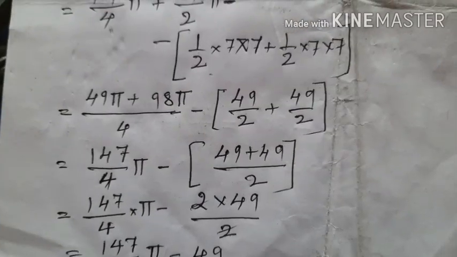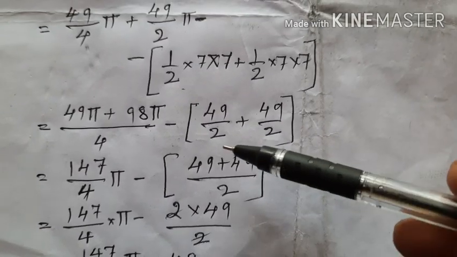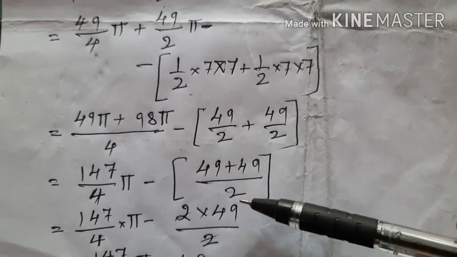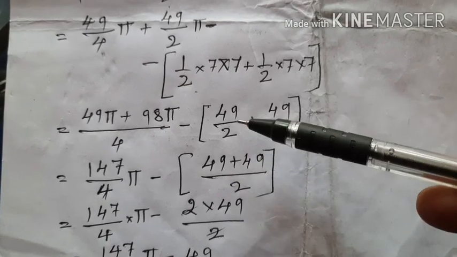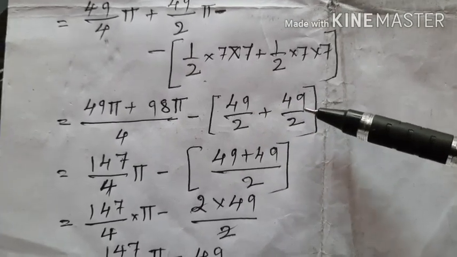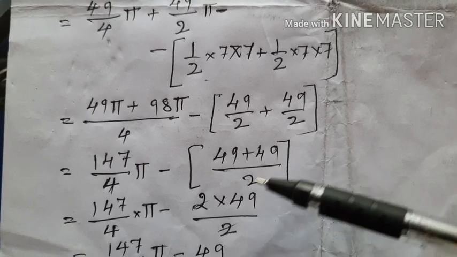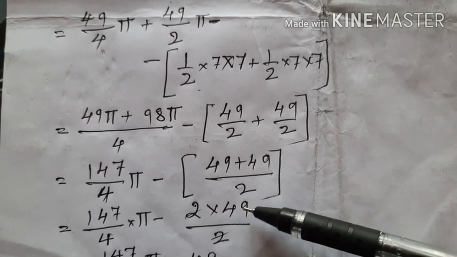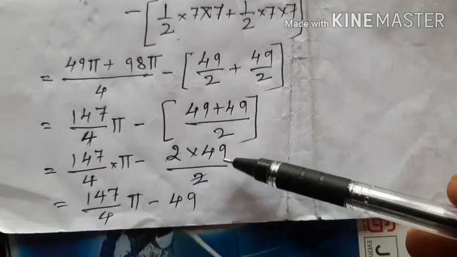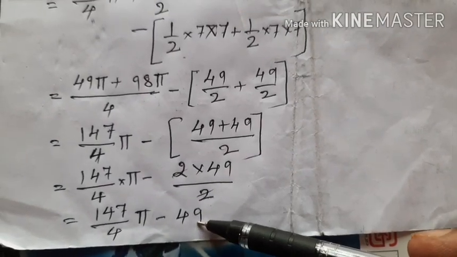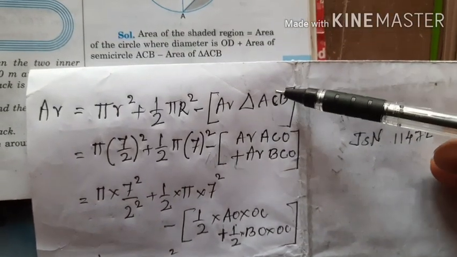If I take the LCM of 2 and 2, it is 2 only. Therefore, 2 ones are 2, then 1 49s are 49, 1 49s are 49. 49 plus 49, 2 times of 49, then this 2 and 2 will get cancelled, 49 remains. That's why it is 49. This is the simplification of area of triangle ACB.